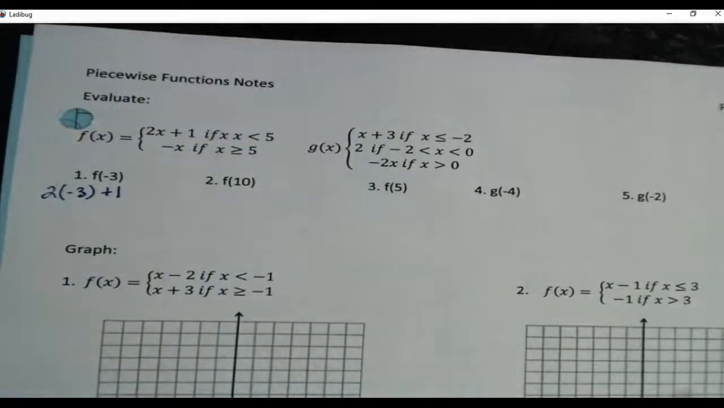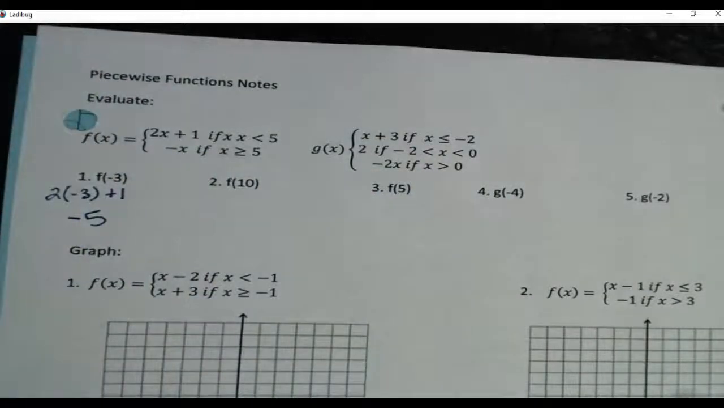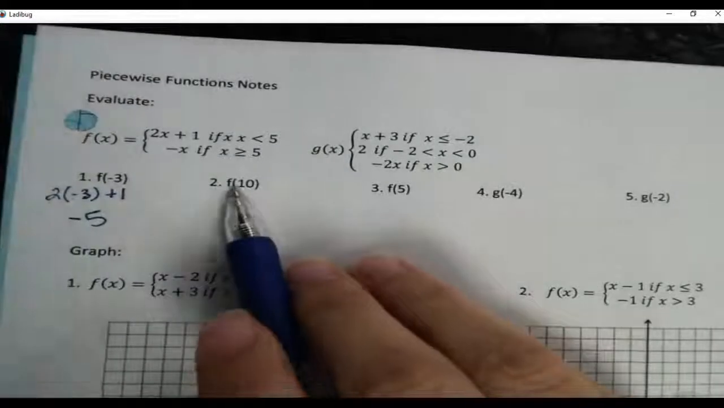Everybody okay with why we picked the top function, not the bottom one? Right now it doesn't matter. We'll use different colors for the graphs. And then we just simplify it. So if I simplify that, what do I get? Good, negative 5. And that's it. Pretty simple. Questions? Alright, so number 2.